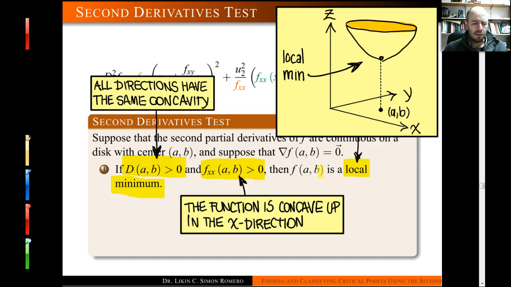And notice, geometrically it is pretty easy to remember this. All the directions have the same concavity. That happens when the discriminant is positive, and the second order partial derivative with respect to x both times tells you that the function is concave up. So if all the directions have the same concavity and it is concave up in the x direction, it is concave up in all the directions, and that's why we have a local min.